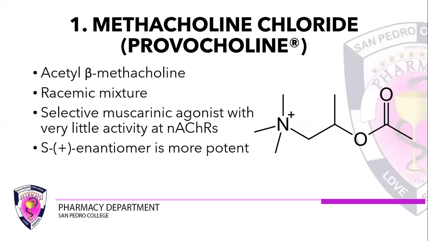All right, so these are the drugs for specific muscarinic agonists. I will just mention the important descriptions for each drug. First one, methacholine chloride. Methacholine is chemically known as acetyl beta methacholine. It is a selective muscarinic agonist with very little activity at your nicotinic receptors.